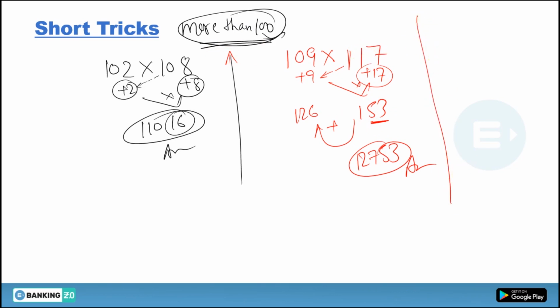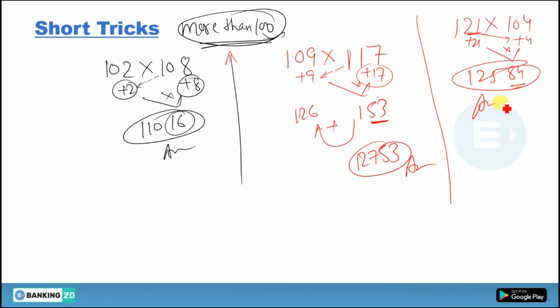Okay, now move to the next one. Suppose you have to multiply this 121 by 104. This one is 21 more than 100, this one is 4 more than 100. Multiply these two. 21 into 4, you're getting 84. Now just add this 121 to this 4, you're getting 125, and this one is the answer. Simple. You can just do this calculation in your mind.